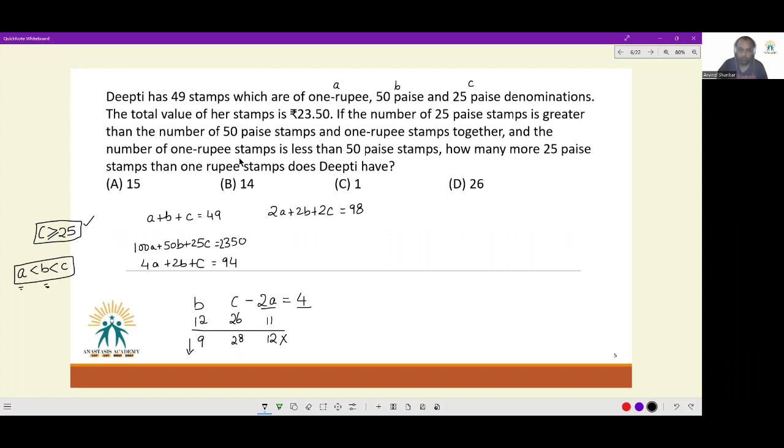Final question was, how many more 25 paise stamps than 1 rupee stamps does Deepti have? C minus A is being sought. If C minus A is being sought, 26 minus 11. The correct answer to the question is option A, 50.